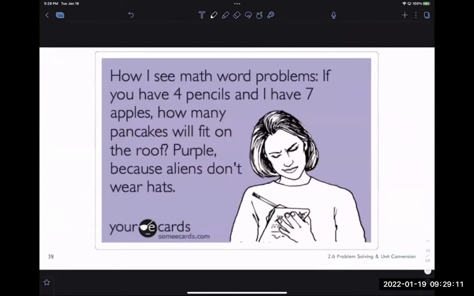So this next section, we're going to talk about word problems, some strategies to solve them. Because sometimes they seem like this. If you have 4 pencils and I have 7 apples, how many pancakes will fit on the roof? Purple, because aliens don't wear hats. Duh. And I hope that it doesn't feel like I'm explaining word problems like that to you at any point, but I probably will.